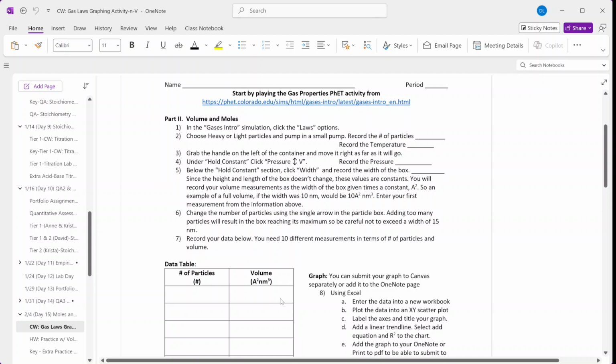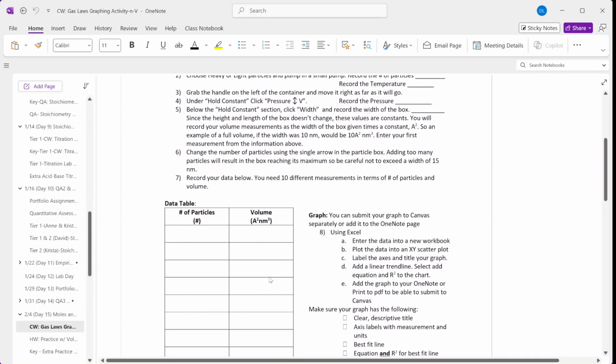So what we want to do here is note that we have some numerical value for the width, but that width is multiplied by some dimensions, a squared, in order to get to the volume. So when you're running your numbers here, this column is going to be the number of particles, and this column here is going to be the width that you see in the simulation. But that width is multiplied by a squared to give you a total volume in terms of nanometers cubed. Hopefully that makes sense.